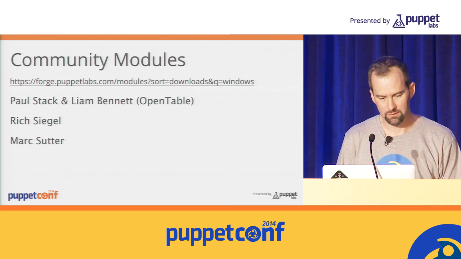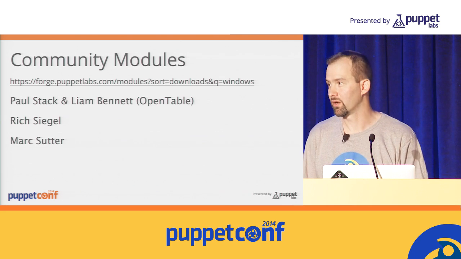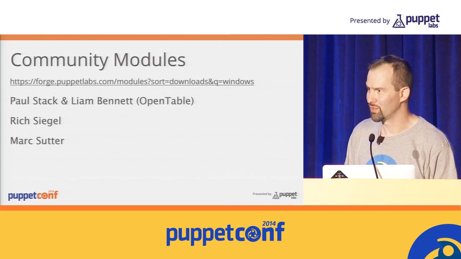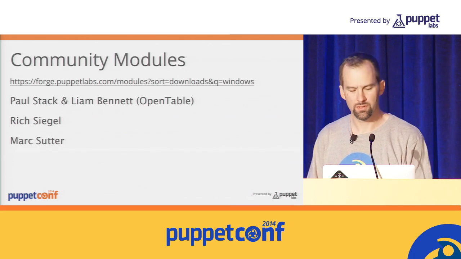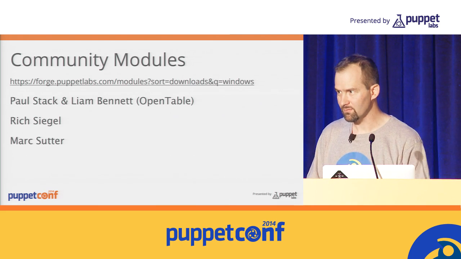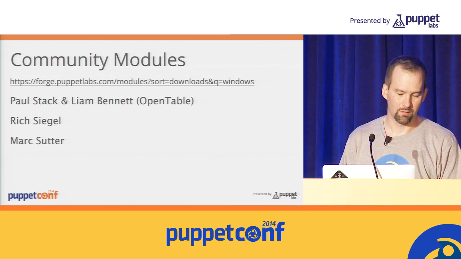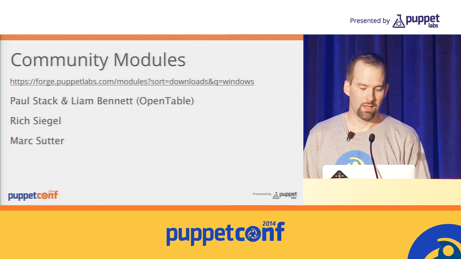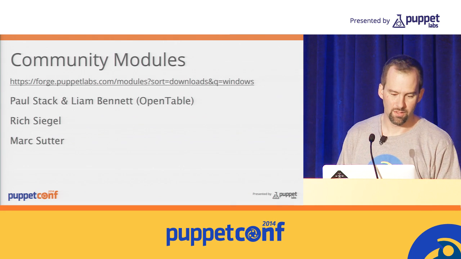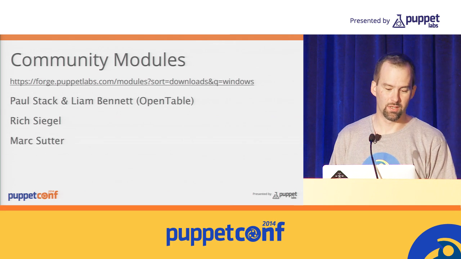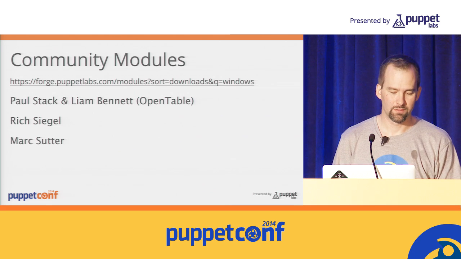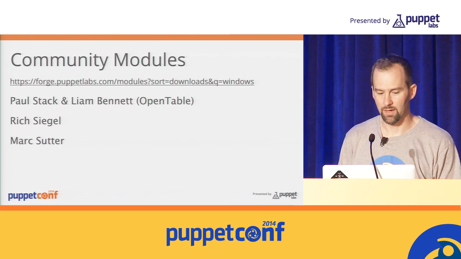I wanted to recognize some people in the community that have made some really great contributions to the Forge. First, Paul Stack and Liam Bennett from OpenTable. They've published a number of high-quality modules to the Forge. I recommend that you take a look at those. Rich Siegel is a longtime Puppet user. He's also the author of the Chocolatey package provider, and he has a whole suite of modules. I definitely recommend looking at that. And finally, I wanted to mention Mark Sutter, who just recently contributed a module for managing DSC resources from within Puppet. It's pretty interesting, and I recommend taking a look at that as well.